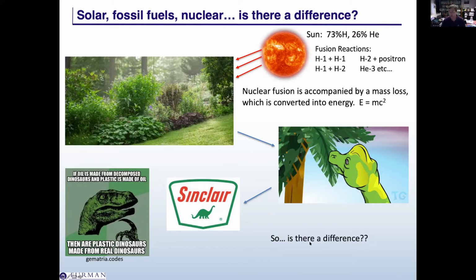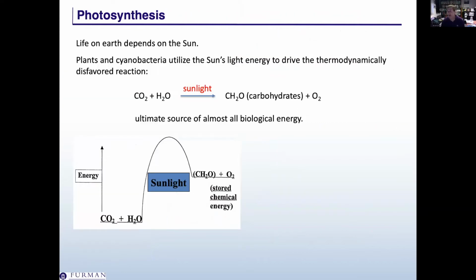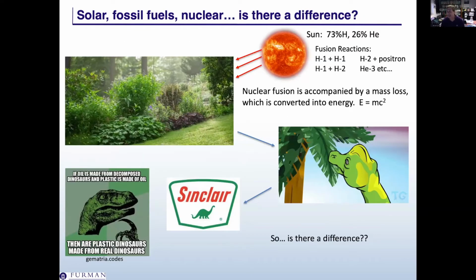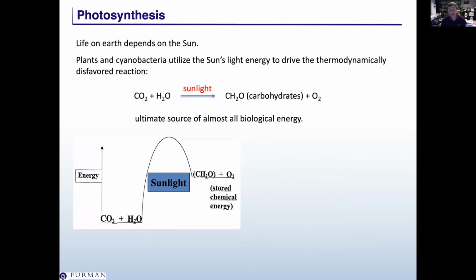And I really want to focus now on how we can more effectively use sunlight. It starts with a little bit of an understanding of photosynthesis, right? Life on Earth, as I've already mentioned, depends on the sun. Plants and cyanobacteria use the sun's light to drive a thermodynamically disfavored reaction. They take carbon dioxide and water, which are really low energy species, and sunlight turns them into carbohydrate, a really high energy species. Again, something we can burn or something that you and I can eat. And they also make oxygen, which you and I can breathe.